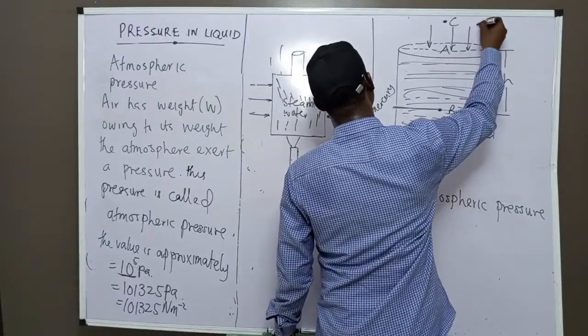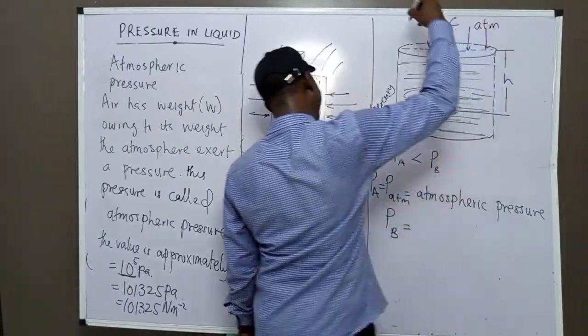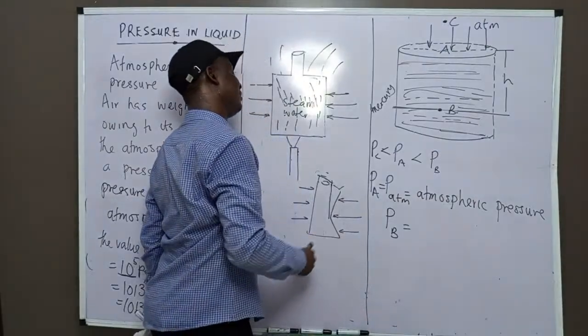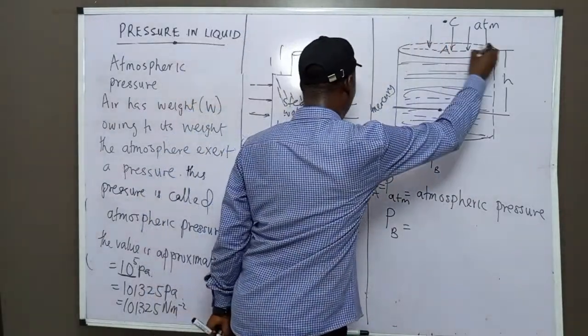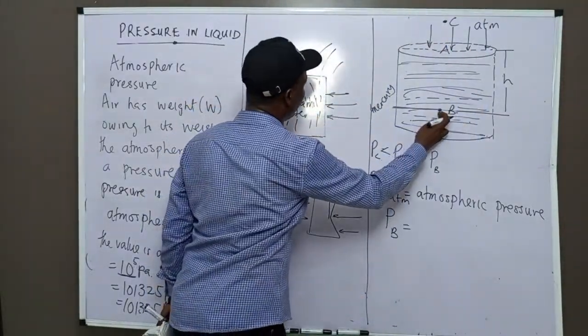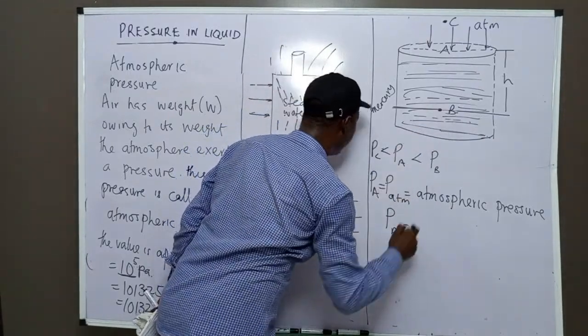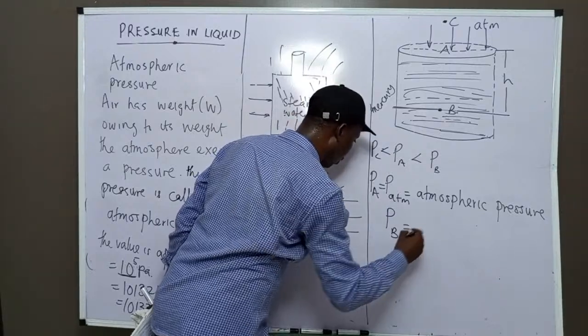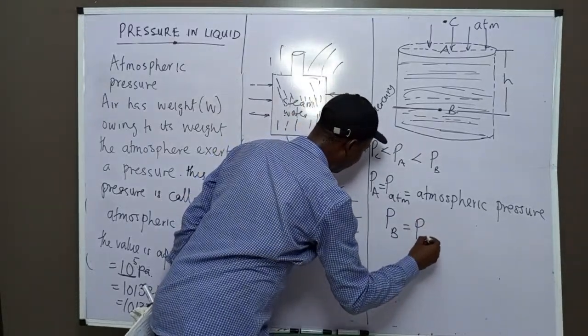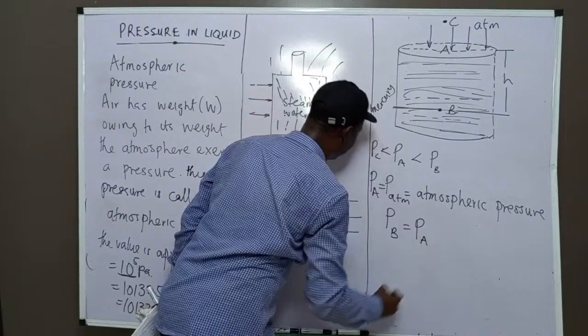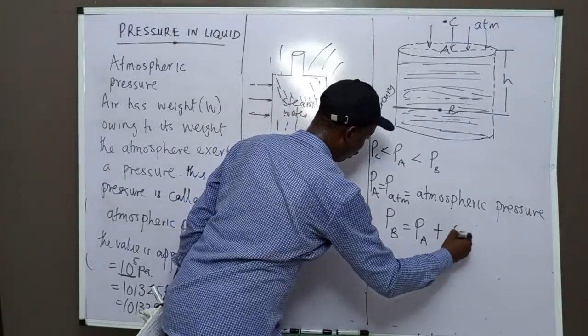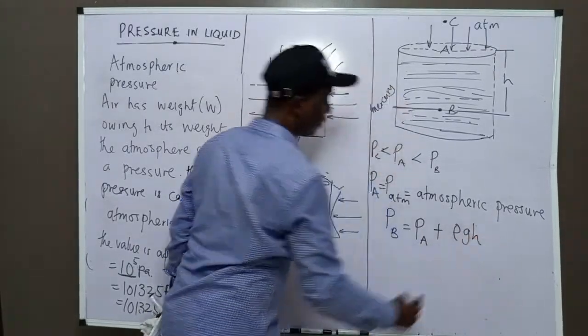The atmosphere is acting directly with the surface of the water, of the mercury there. But below the surface, the depth, below B, the pressure at point B, at that depth, is equal to what? The pressure in A plus what? Rho GH. Please take note of that.